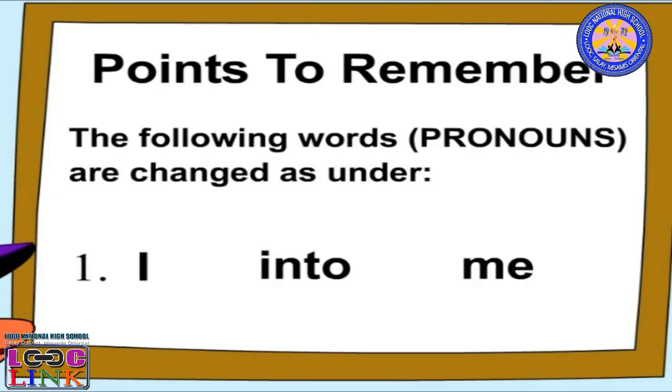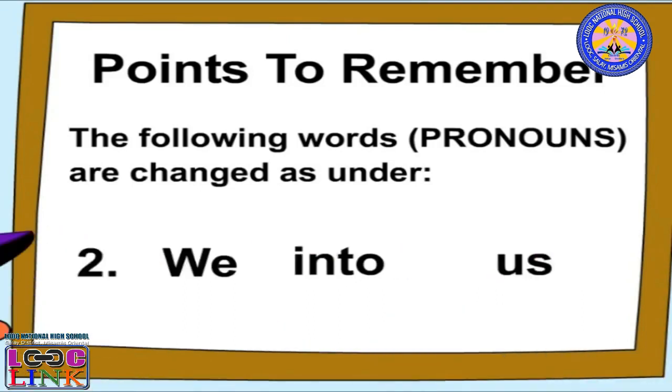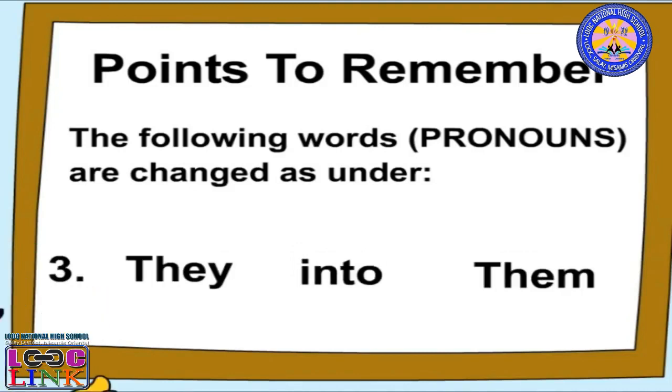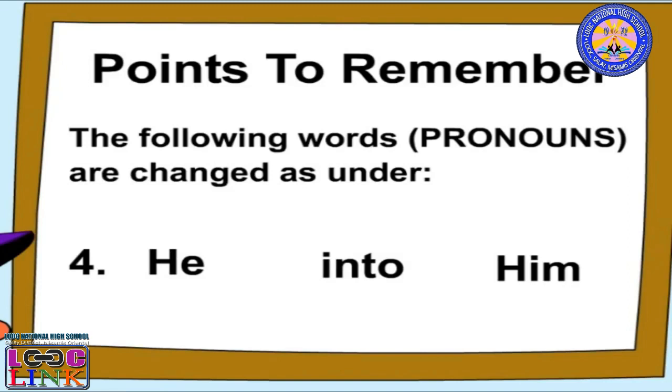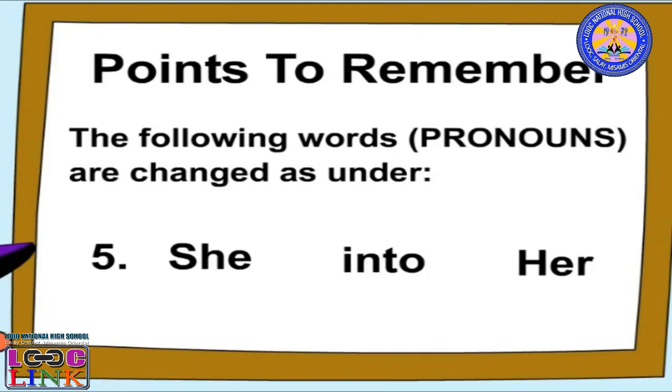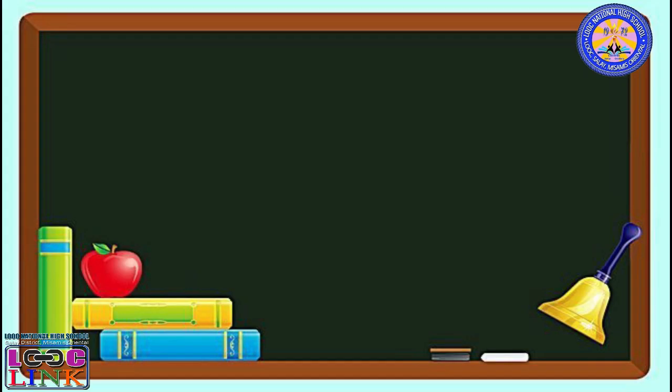One, I, into, me. Two, we, into, us. Three, they, into, them. Four, he, into, him. Five, she, into, her. Now we are going to transform another sentence into passive voice.